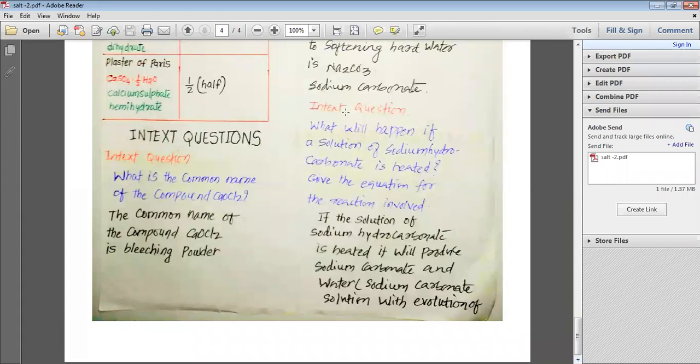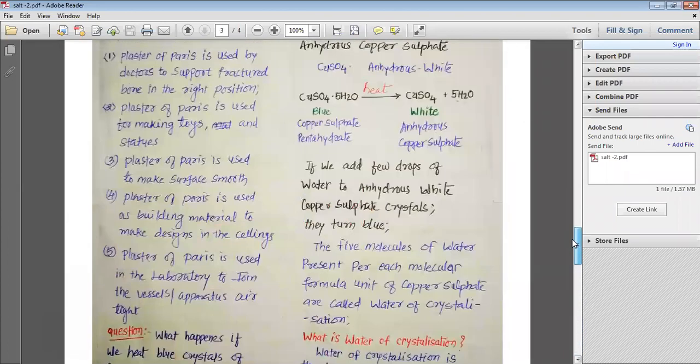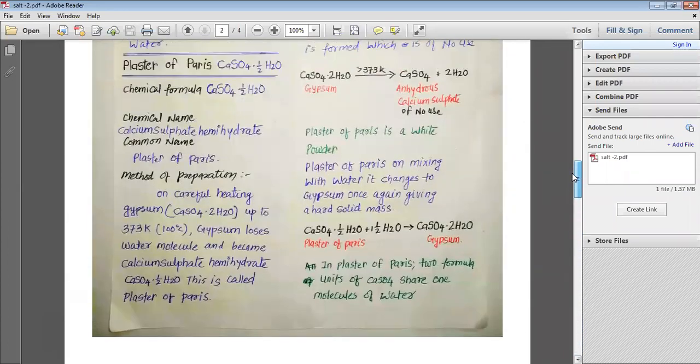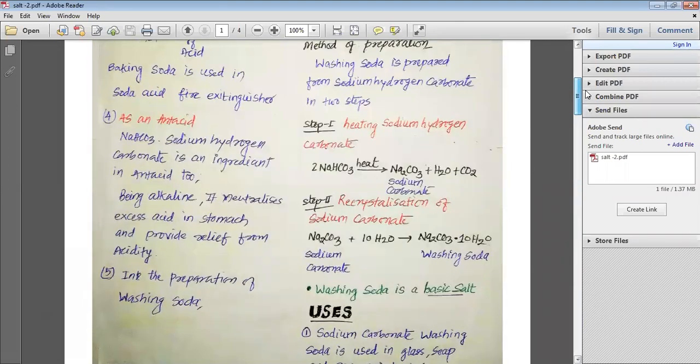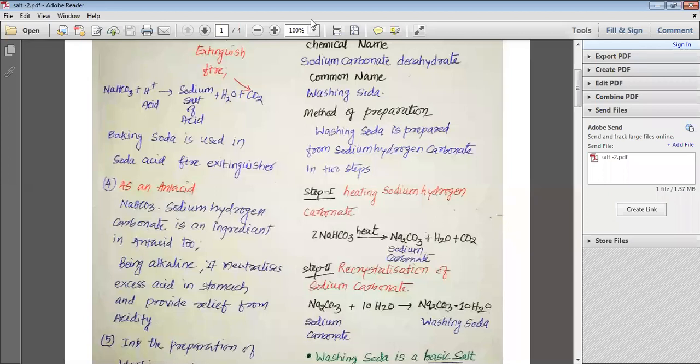The next question: what will happen if a solution of sodium hydrogen carbonate is heated? Give the equation for it. If the solution of sodium hydrogen carbonate is heated, it will produce sodium carbonate and water, with evolution of carbon dioxide gas. This reaction we can see here, my dear students.